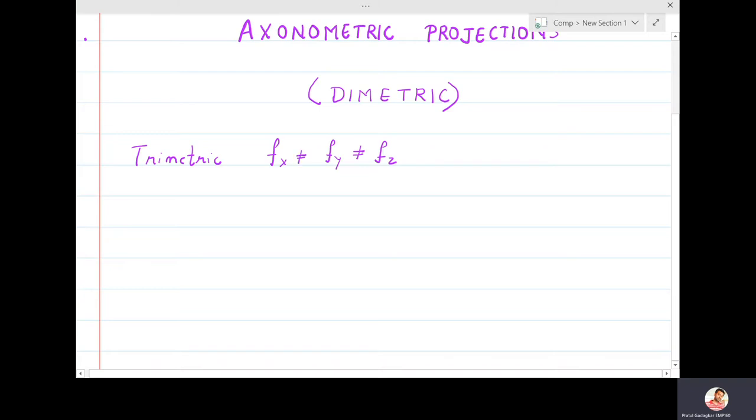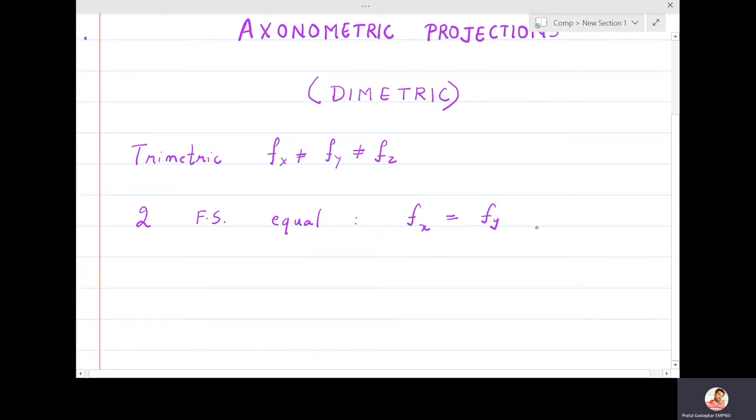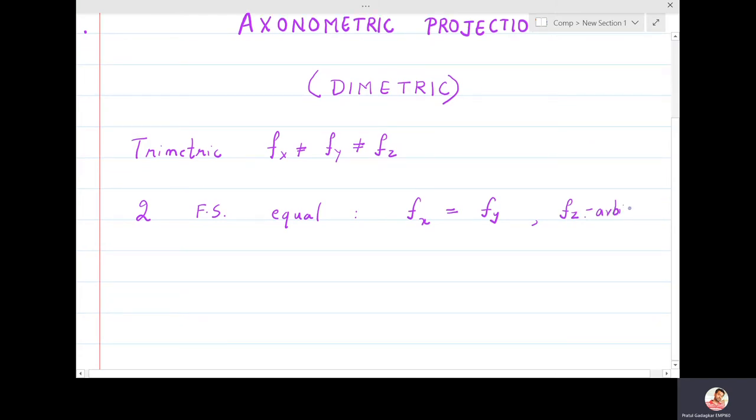A dimetric projection is a projection in which two foreshortening factors are equal. In this entire lecture, we will assume that the two foreshortening factors fx and fy will remain equal, and fz will be the third foreshortening factor, which will be kept arbitrary, so that can change. So in the entire lecture we will assume that fx is always equal to fy.